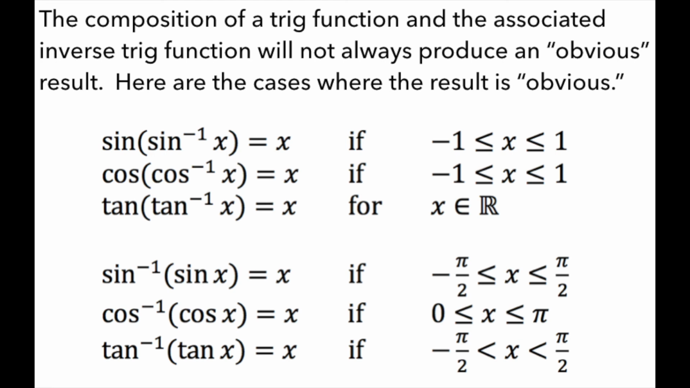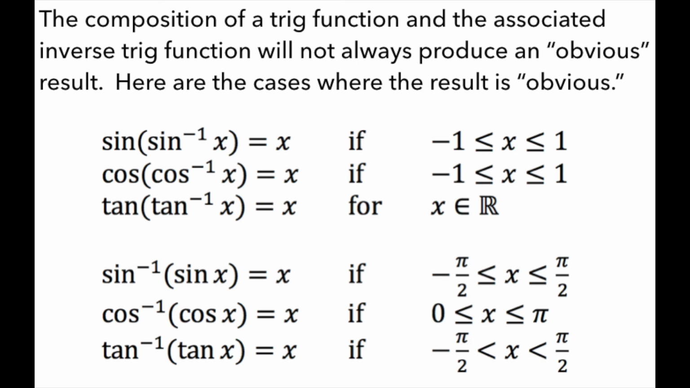I guess the first thing to know is that if the inverse is on the inside, then for sine and cosine, sine of sine inverse and cosine of cosine inverse will be equal to x anytime that x is in the interval negative 1 to 1. Meanwhile, for tan, it's always true. Tan of tan inverse of x is always equal to x because the domain of inverse tan and the range of tangent are both all real numbers.